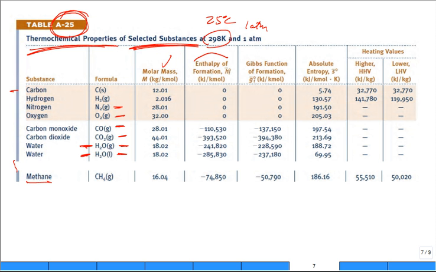Then this column, it's our enthalpy of formation. It's H bar naught subscript F. Look at the units: kilojoules per kilomole. It's just like H bar. All right. And notice a lot of negative numbers. A lot of negative numbers because they're hydrocarbon type fuels and you get exothermic reactions, and that's why you have a lot of negative numbers.